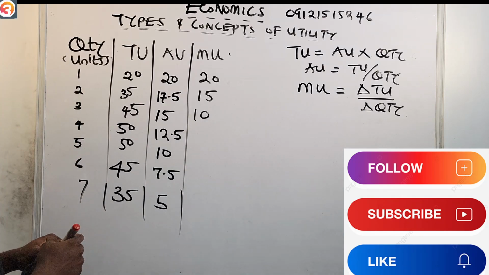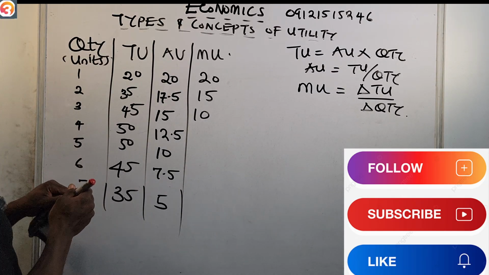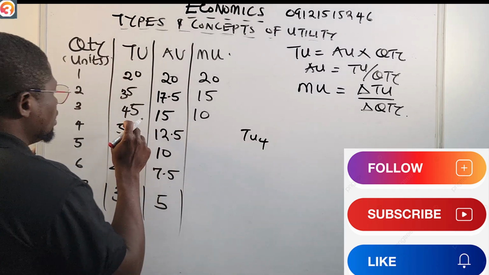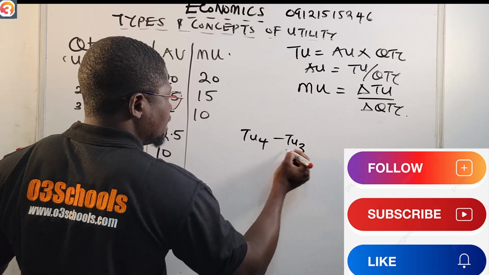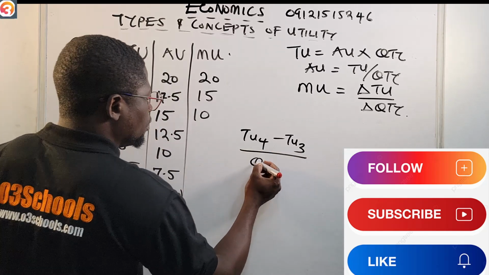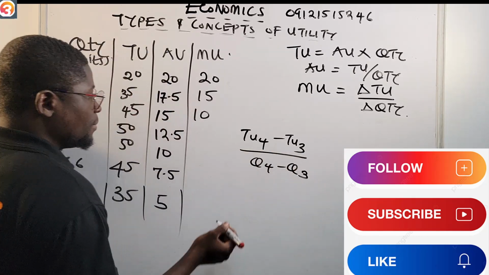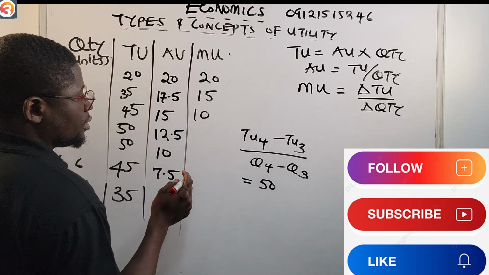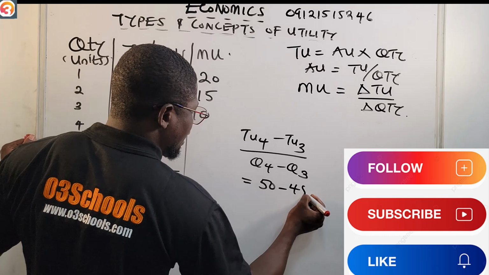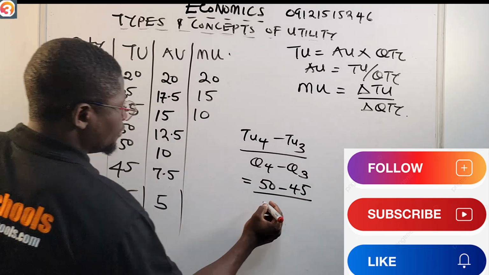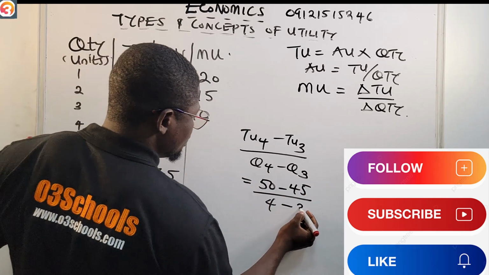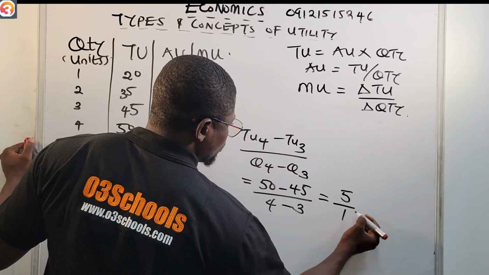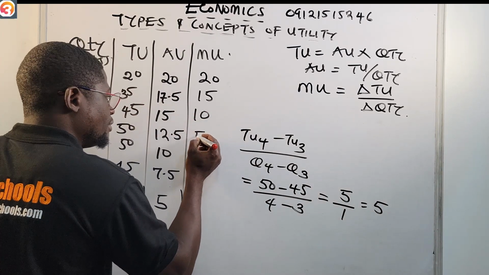Okay, so now let's go. For the fourth one, we'll calculate the change between this and this. So I'm going to have TU4 minus TU3 over Q4 minus Q3. TU4 is 50, TU3 is 45, Q4 is 4, Q3 is 3. 50 minus 45 is 5. 4 minus 3 is 1. 5 over 1 is 5. We're going to have 5.